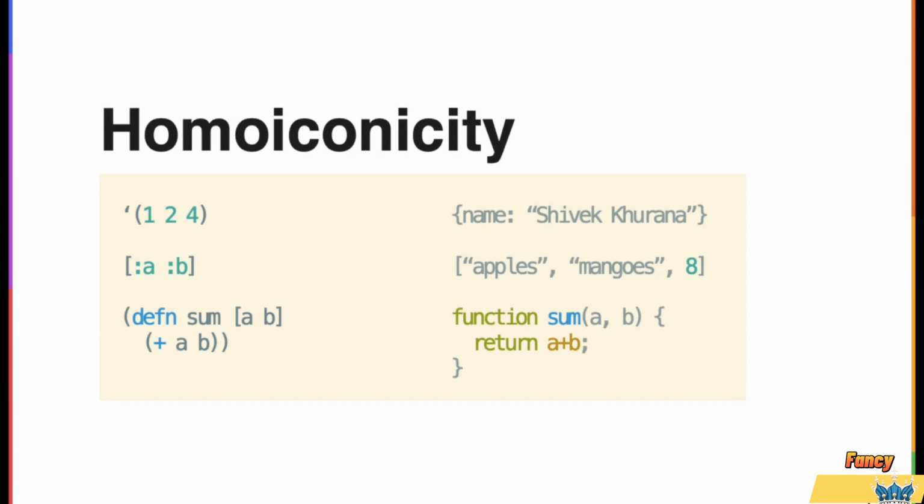This brings us to the concept of homoiconicity. In C family languages like JavaScript, the syntax used for defining data structures is remarkably different from the syntax used for defining functions. In Clojure, the same literal forms are used to define data as well as code. On the left you see a list of 3 numbers, a vector of 2 elements, and a function definition, which is a combination of list and vectors. And on the right hand side, you can see JavaScript code where the syntax for defining data is different from the syntax for defining functions.